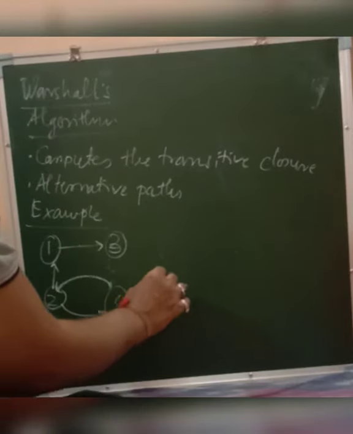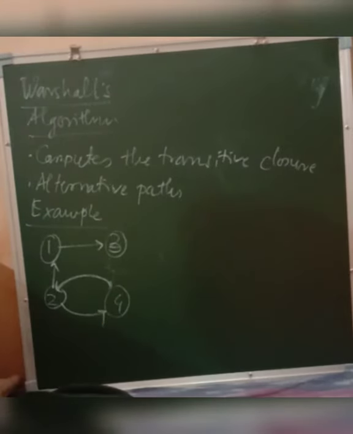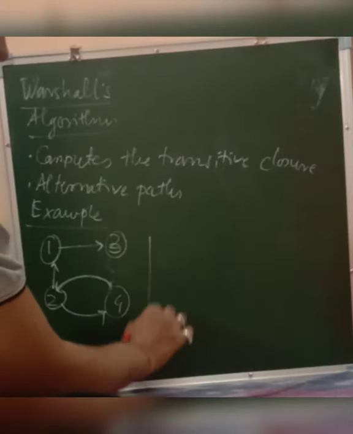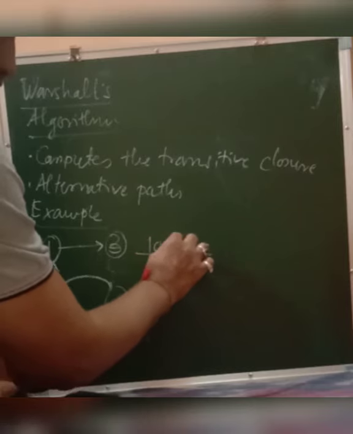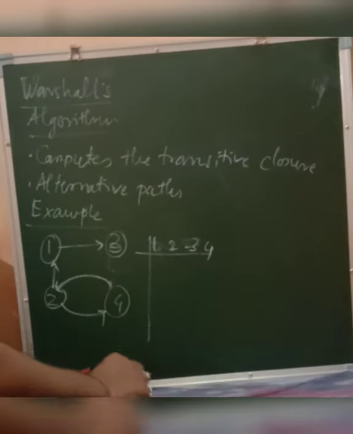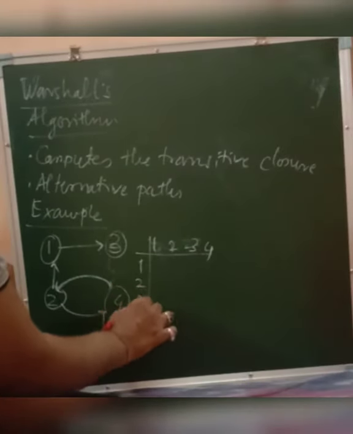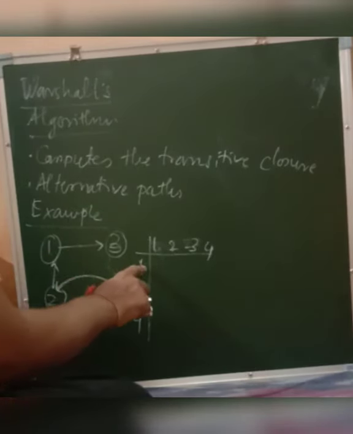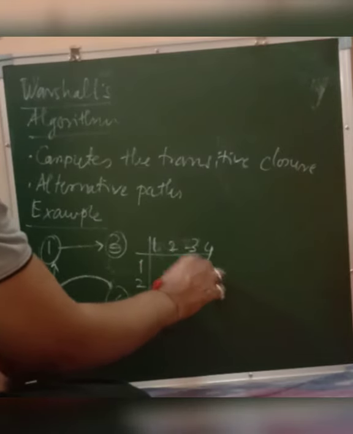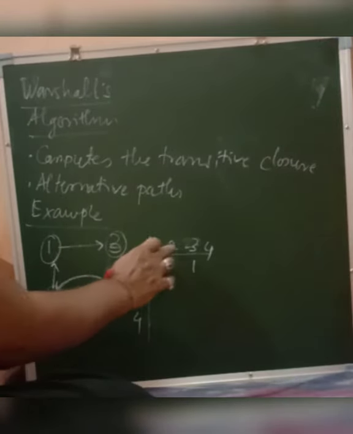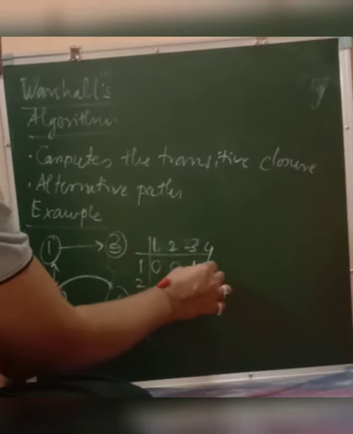And now what we'll do is that we should have a matrix. This matrix is going to have rows 1, 2, 3, and 4, and columns 1, 2, 3, and 4. This node 1 is connected to 3, so we can say that 1 is connected to 3. That's why it is 1. 1 is not connected with 1, so it is 0. 1 is not connected to 2, this is 0. 1 is not connected to 4, this is 0.